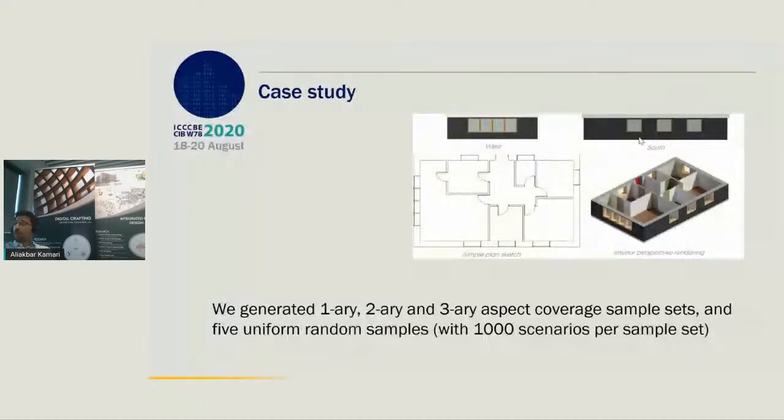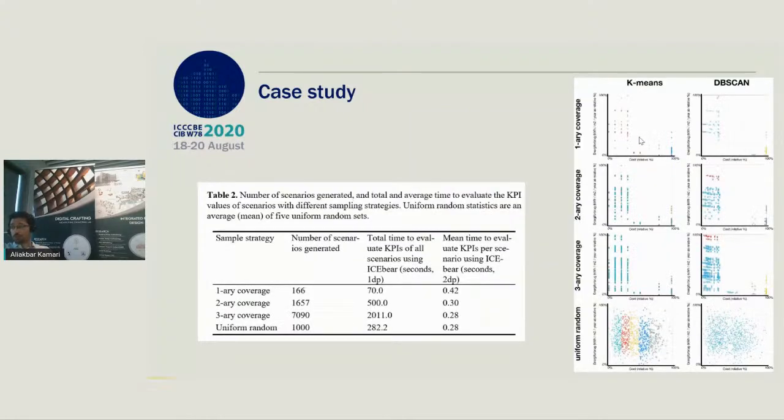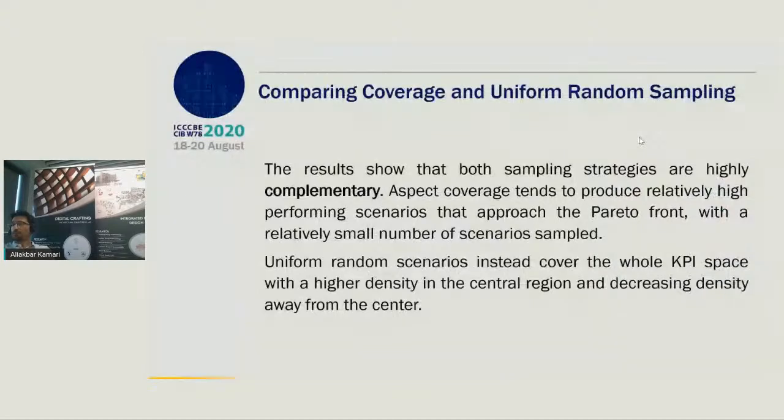In this paper, we applied the framework to a single residential detached building here in Denmark. We generated 1-array, 2-array, and 3-array aspect coverage sample sets and 5 uniform random samples, with 1,000 scenarios per sample set. As you can see in this slide, the table shows the runtime and the number of scenarios, and on the right you can see how, after the scenarios have been generated and piped into the simulation, they have been visualized in a scatter plot with the 2 different clustering methods we have used.